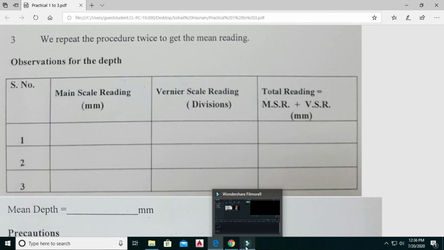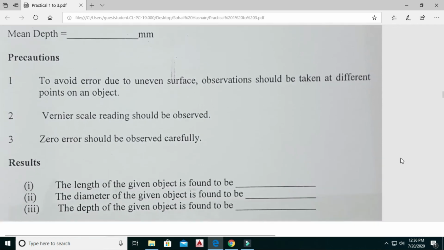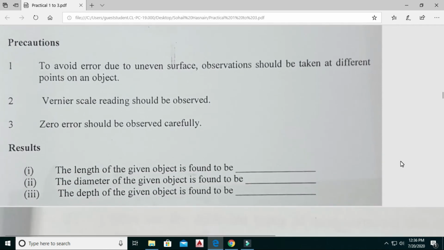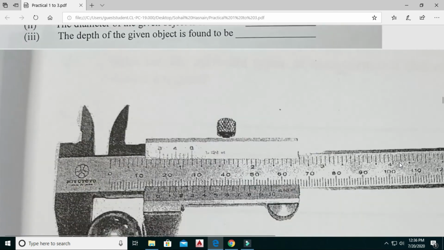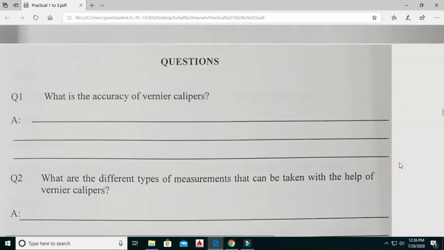After that, now there is some questionnaire. Take the mean value of length, diameter, and depth and write down here in millimeters. After that, there is a small questionnaire for you. In the next page, some questions.